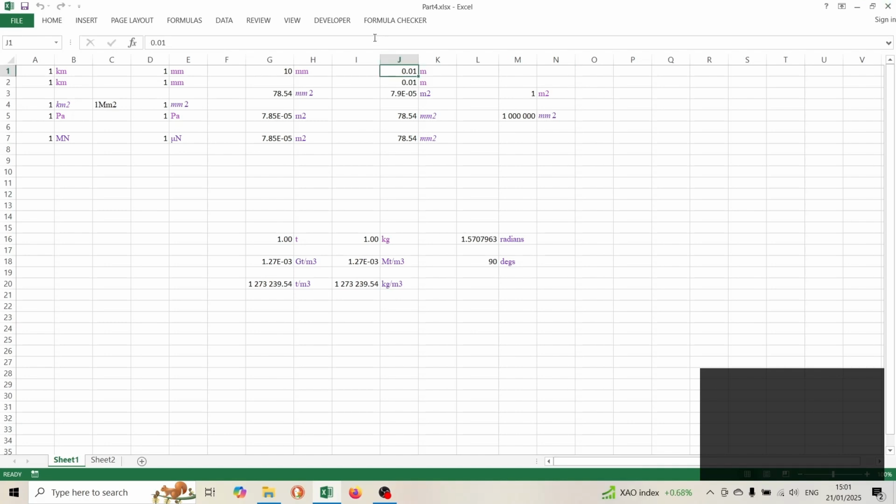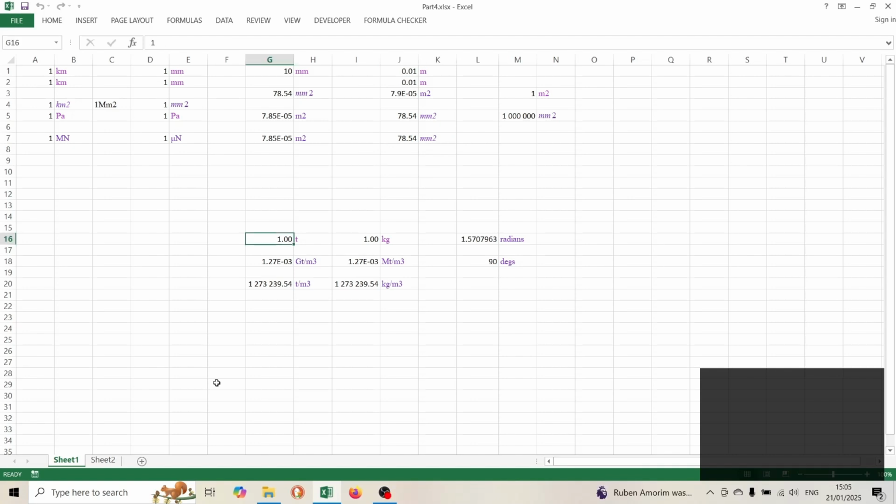This works in the opposite direction. For instance, entry of 0.01 meters at J1 and J2 results in 7.9 times 10 to the minus 5 meters squared at J3, but multiplication by 10 to the 6th at J5 gives an output in quasi-millimeter squared at K5, and that can be done directly in the formula by including the 1 million multiplier directly into the equation at J7 to give again output in quasi-millimeter squared units at K7.